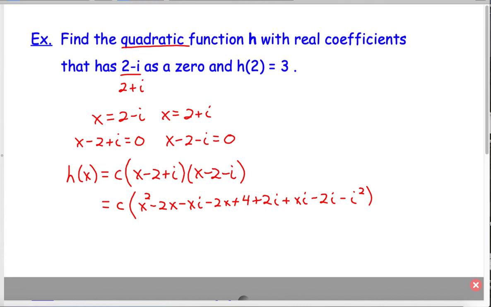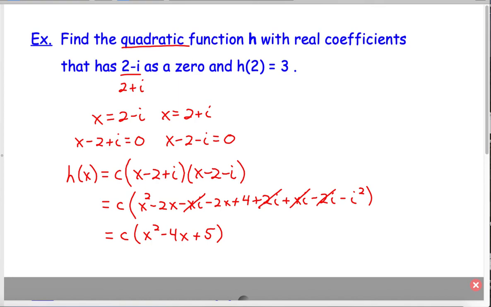So let's combine some like terms. I only have one x squared term. I have a minus 2x and a minus 2x, so I have a minus 4x. The minus xi cancels with the plus xi. The positive 2i and negative 2i cancel. Minus i squared is minus a negative 1, so plus 1, plus 4 is plus 5. Okay, so here's my function so far.